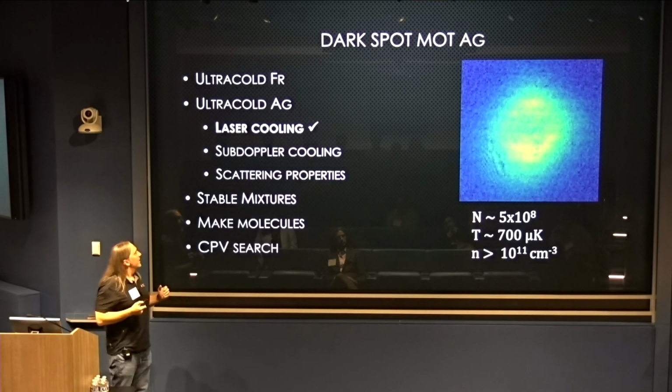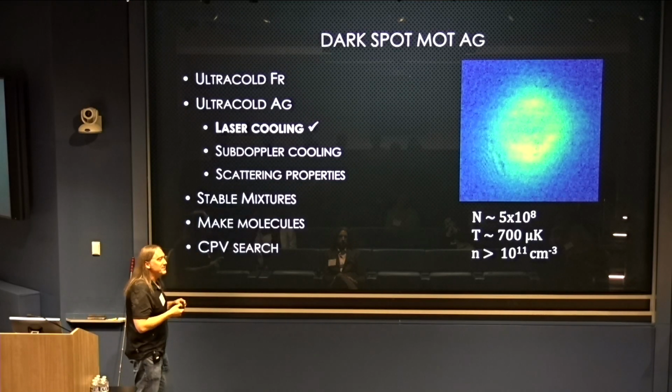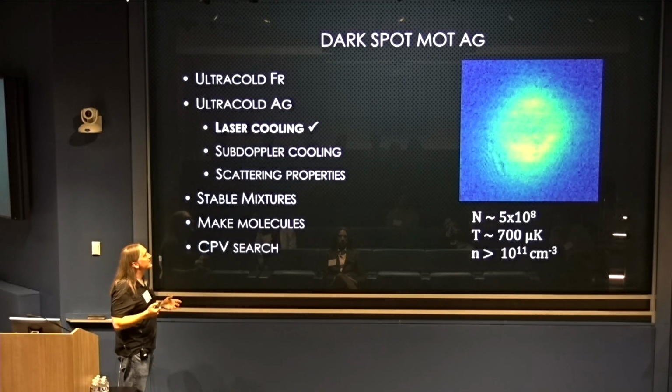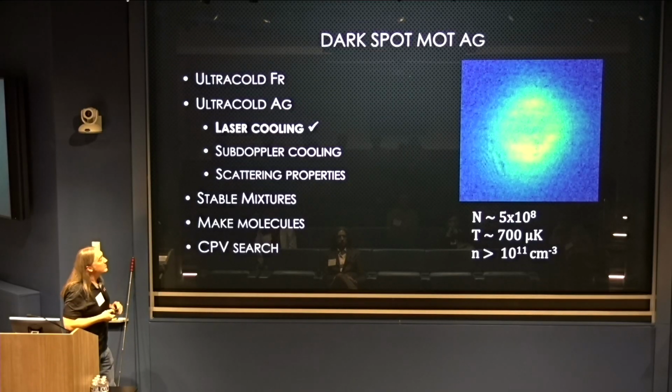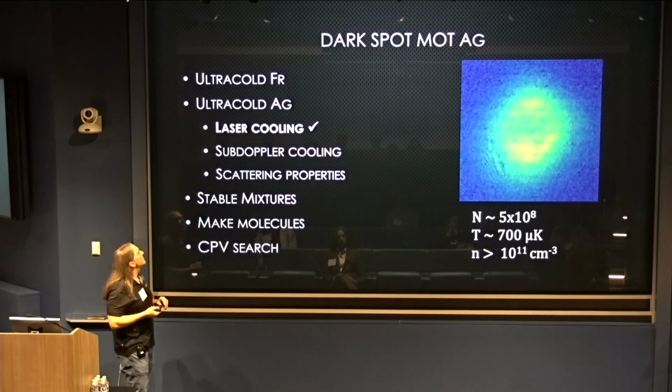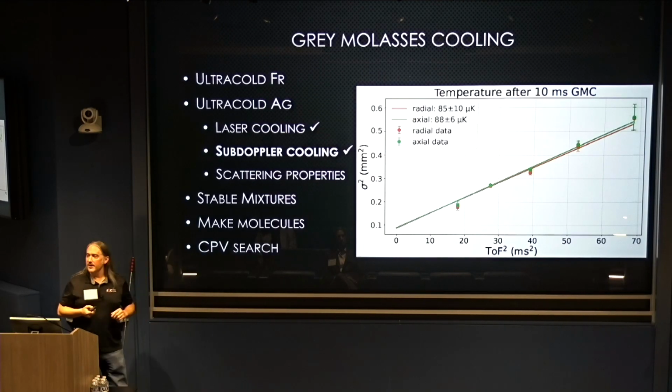I always have to remember that when I say something less than a millikelvin is hot, that's a very field-specific perspective. All of my colleagues at the Institute for Quantum Computing have dilution refrigerators and would love to have this temperature. But okay, we want to be colder than that. And so we moved to sub-Doppler cooling of silver, which had not been demonstrated in the past.